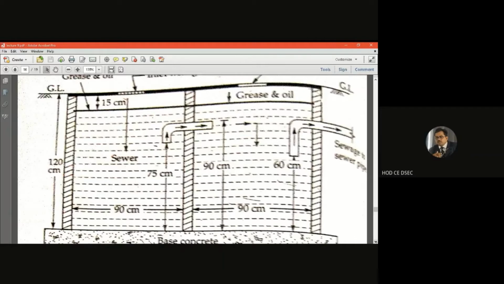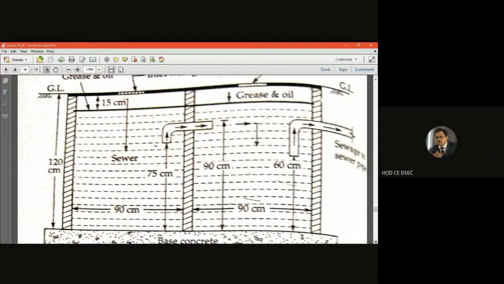So this is the principle by which it works. These grease and oil trap members are designed in such a way that the outlet level is located near the bottom of the chamber and the inlet level is kept near the top of the chamber, which you can see from the figure.